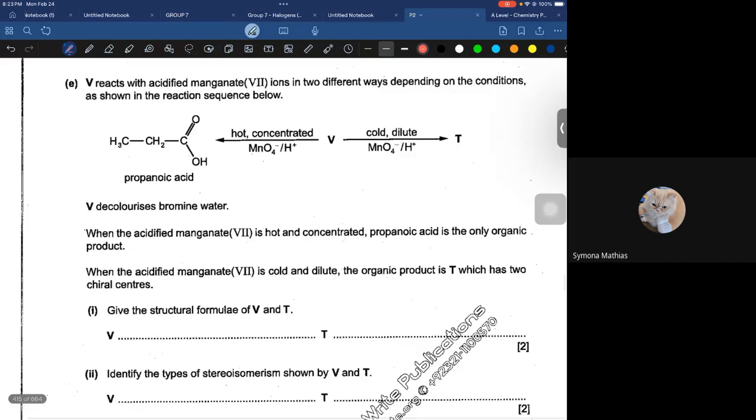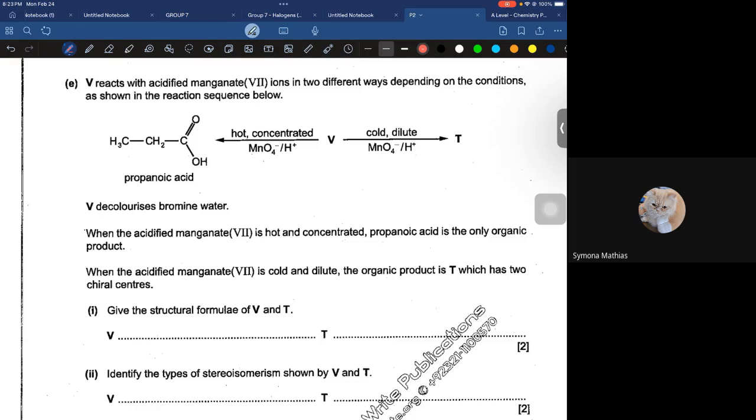See this. V reacts with acidified manganate ions in two different ways depending on the conditions as shown in the reaction sequence below. V decolorizes bromine water. When the acidified manganate is hot and concentrated, propanoic acid is the only organic product. When the acidified manganate is cold and dilute, the organic product is T, which has two chiral centers. Give the structural formula of V and T.